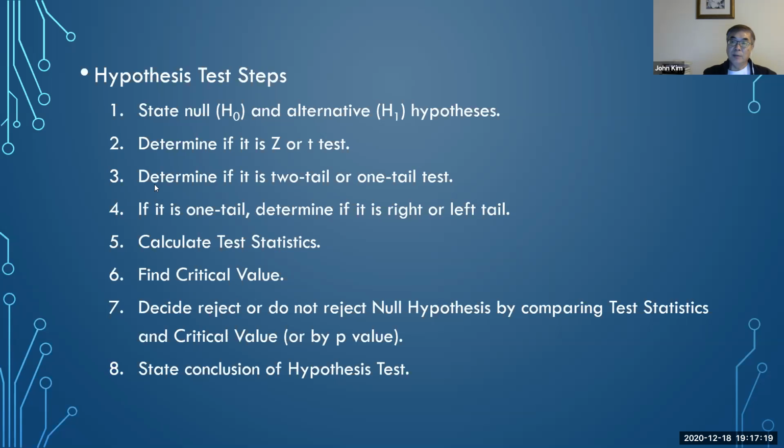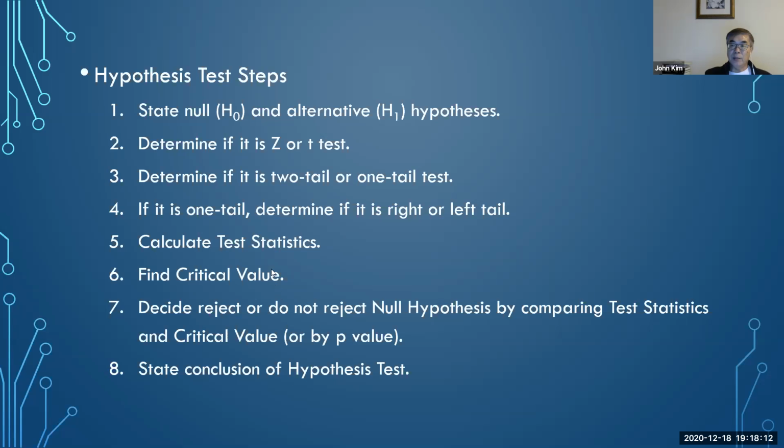After that, we determine if it is two tail or one tail based on the question. If there is direction, one tail. If there is no direction, then two tail. And then if it is one tail, determine if it is right or left. And then we need the test statistic and critical value. I say calculate the test statistic. If we use a formula, then we use the formula and then calculate. Then the critical value, if it is a z test, from the normal distribution table chart. If it is a t-test, then from the t-distribution.